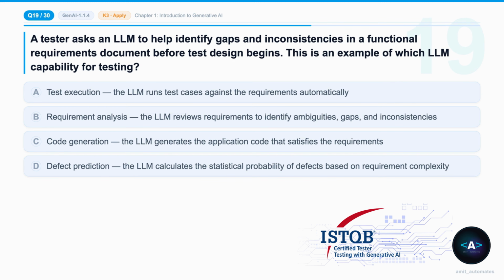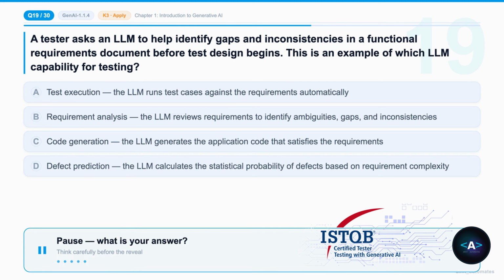B. Requirement analysis. The LLM reviews requirements to identify ambiguities, gaps, and inconsistencies. C. Code generation. The LLM generates the application code that satisfies the requirements. D. Defect prediction. The LLM calculates the statistical probability of defects based on requirement complexity. Take a moment. What is your answer?